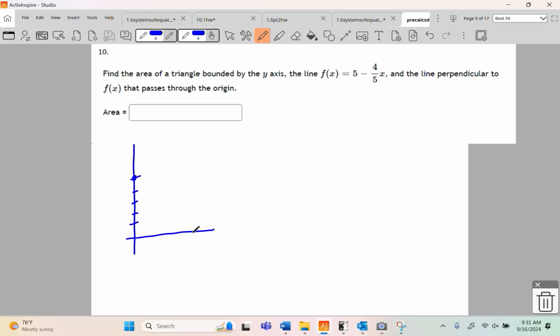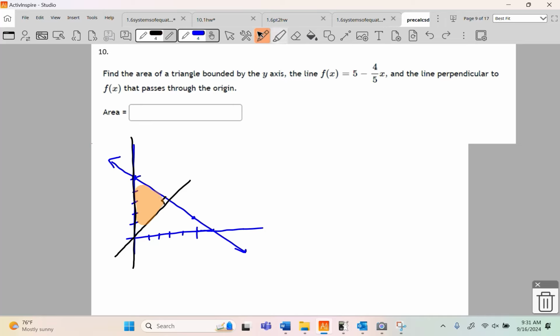Fall 4, run 5. Anyways, that doesn't matter. Here's the original line. Here's the y-axis. And then we have some other line that's perpendicular to this one that passes through the origin. So they want you to find the area of this triangle: the y-axis, a given line, and one that's perpendicular to it.